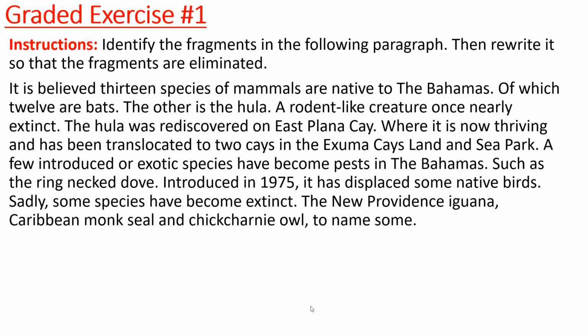Again, once you finish with your work, take a picture of it and send it to me via WhatsApp. I got Letitia's work. I got Tia Gibson's work. Also, take a picture of the notes as well. This is very important. Take a picture of the notes as well, not just the grade exercise.